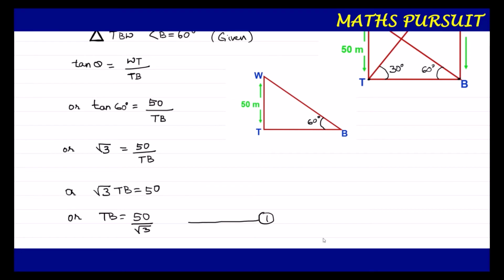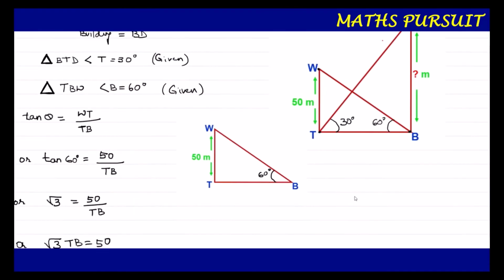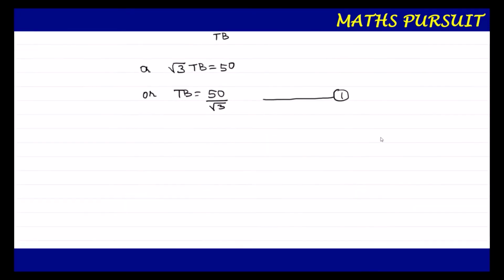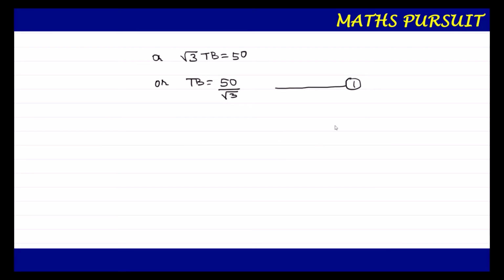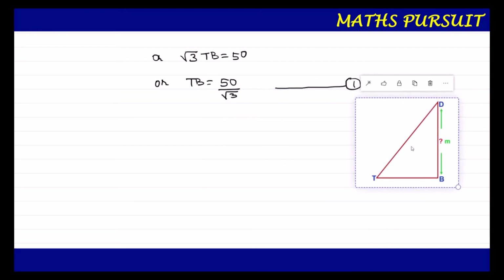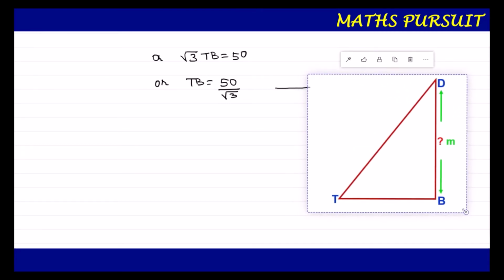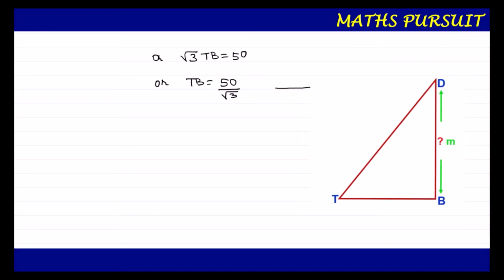Now guys, let us focus our attention on the second triangle. First our attention went to triangle BTW. Now we are going to put our attention on triangle BTD. If you look at the triangle BTD, we very well know that angle T is 30 degrees. From the original figure, if you remember, this angle T is 30 degrees. That is being given in the question.